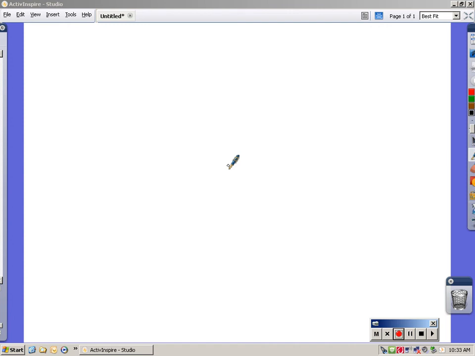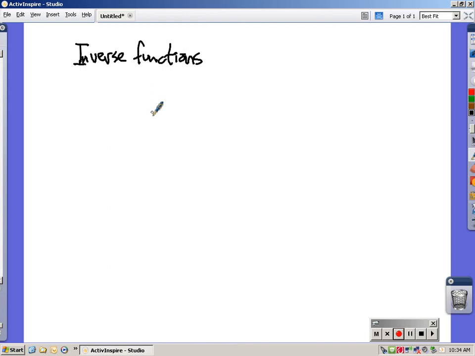So I'm going to just talk briefly here about inverse functions. And we've already talked a bit in class about what inverse functions do and how to find them. But this is just a nice little revisit. So basically what inverse functions do is they undo functions.